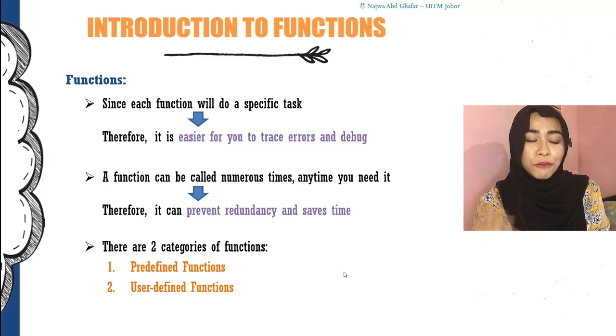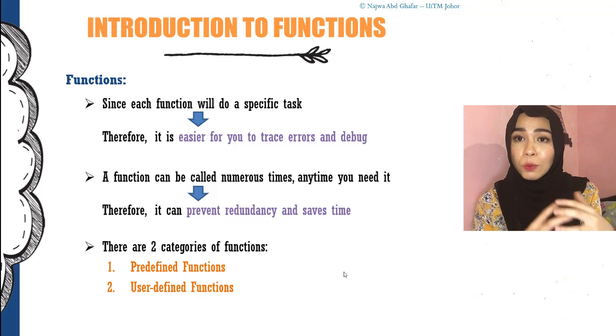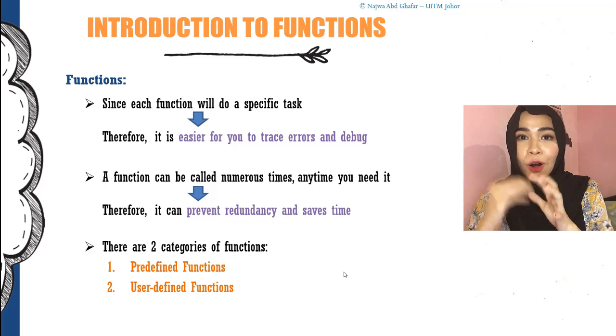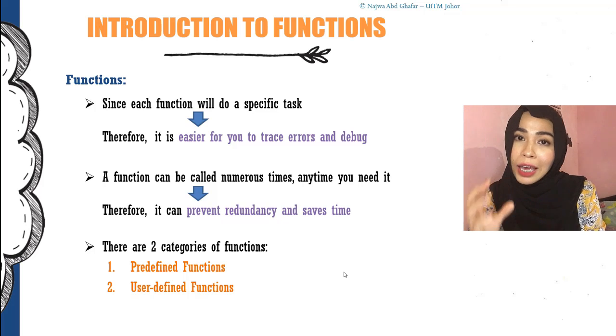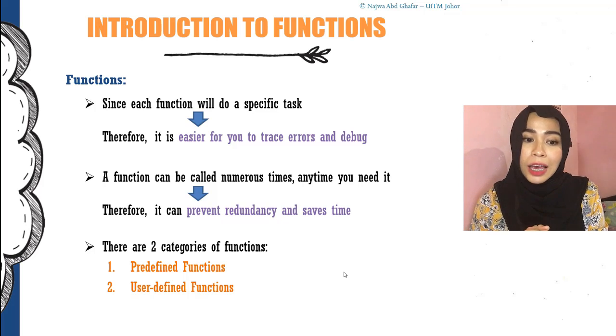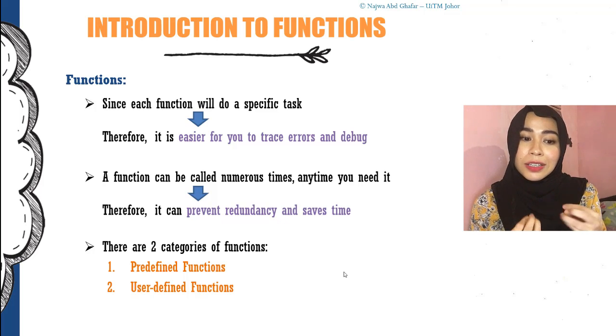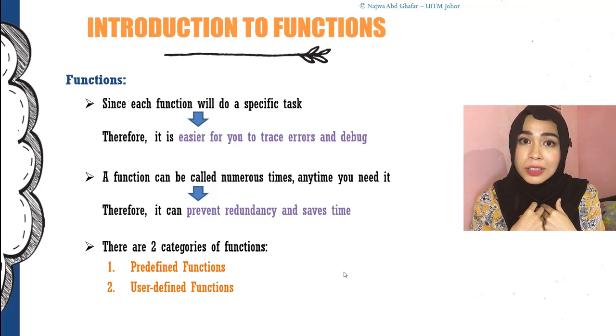All right. A function can also be called numerous times anytime you need it. Therefore, it can prevent redundancy and saves time. Meaning that, let's say we want to display the greeting message 5 times. We don't need to copy and paste the same code again and again. Instead, we can just call it whenever we need it. So this actually saves us time and it prevents redundancy.